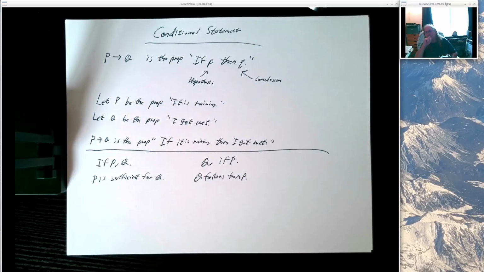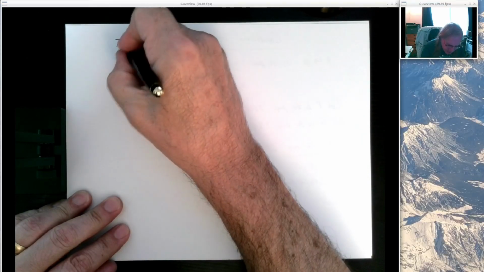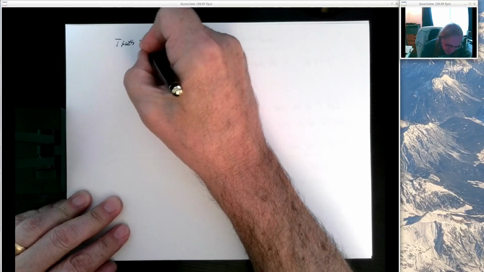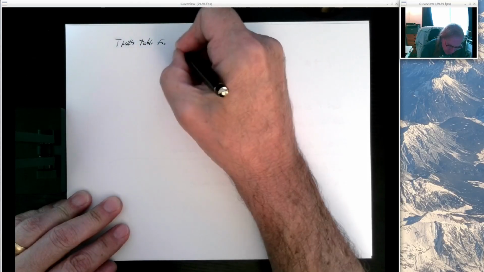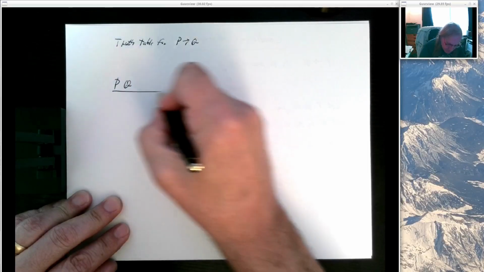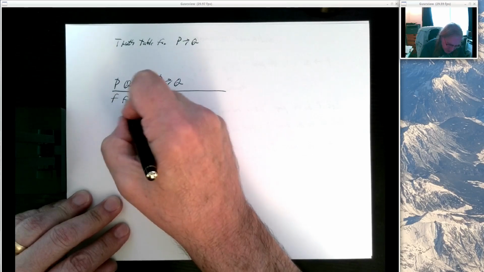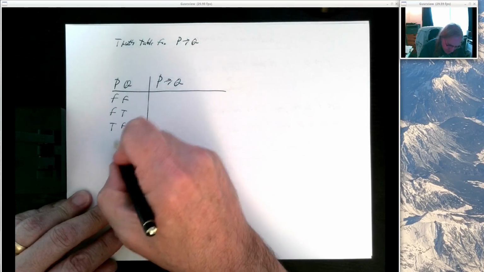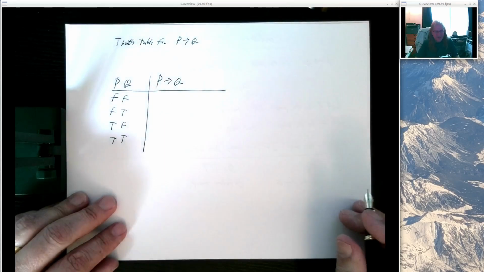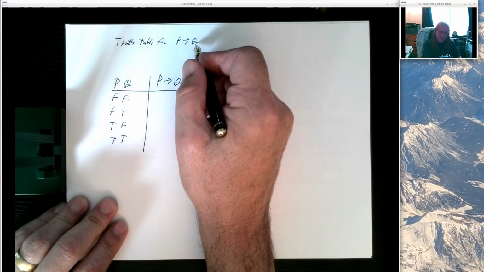All right, so let's look at the truth table for a conditional statement. And this is going to be a little counterintuitive, perhaps. So again, we've got 4 possibilities for the values of P and Q. Okay, this says if P then Q.